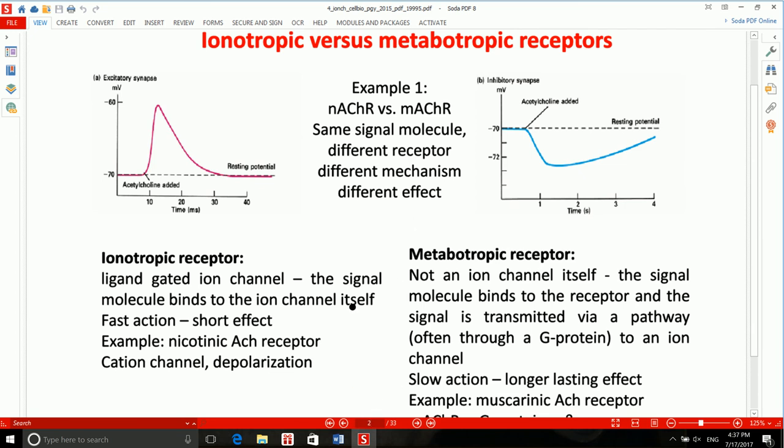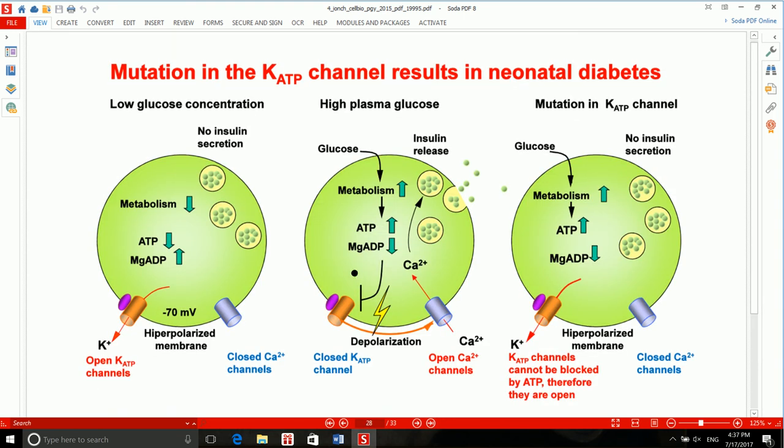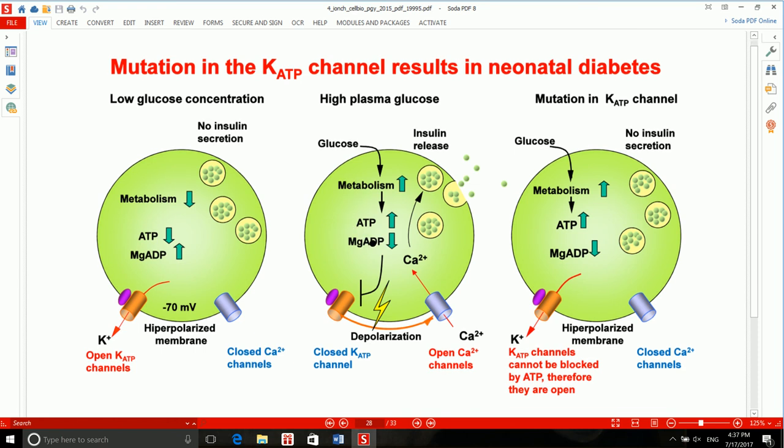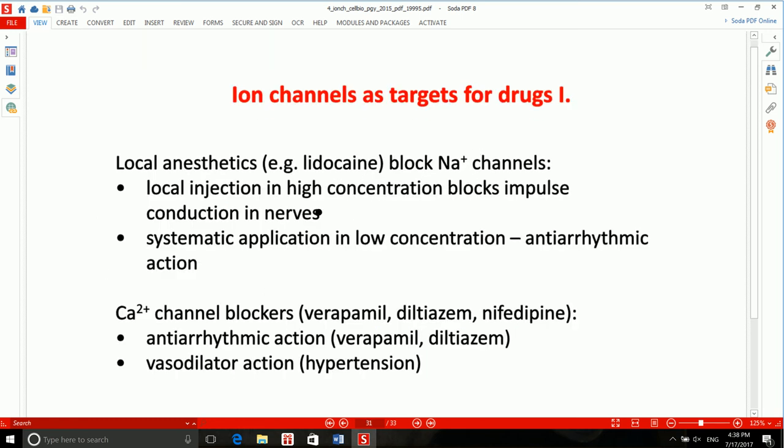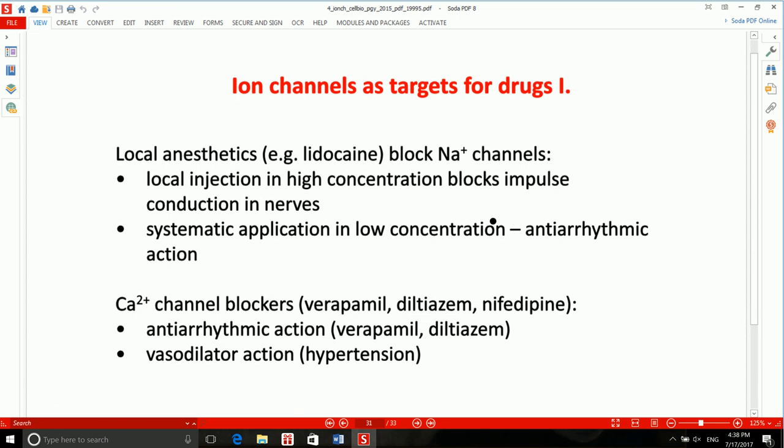Now, there is one thing here about the KATP channel that I talked about in the previous lecture. I pretty much covered everything about it. So if you don't know it, I recommend going back and watching that. And now there is only one more thing to talk about, and that is the implications of how we can use these ion channels to our benefit.